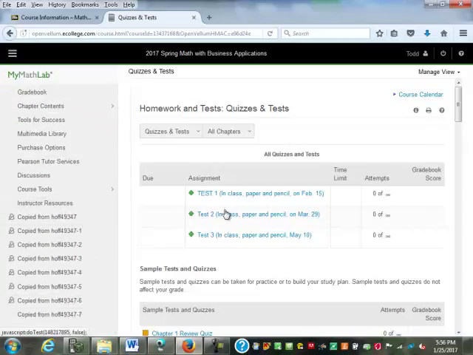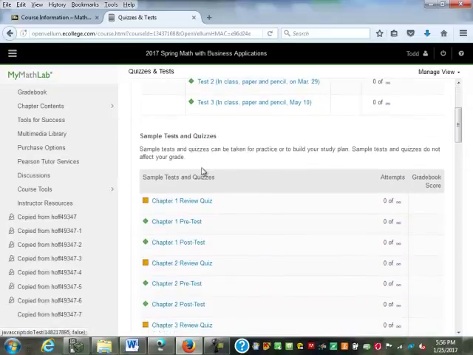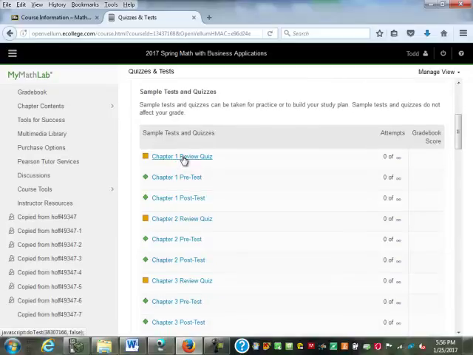So starting next Wednesday, your quiz will appear. Your first quiz will appear at the top of that list for you so you can take it. If you scroll down, there's a bunch of other stuff down here. These are not part of the course. These are just standard review quizzes that are provided by the textbook.